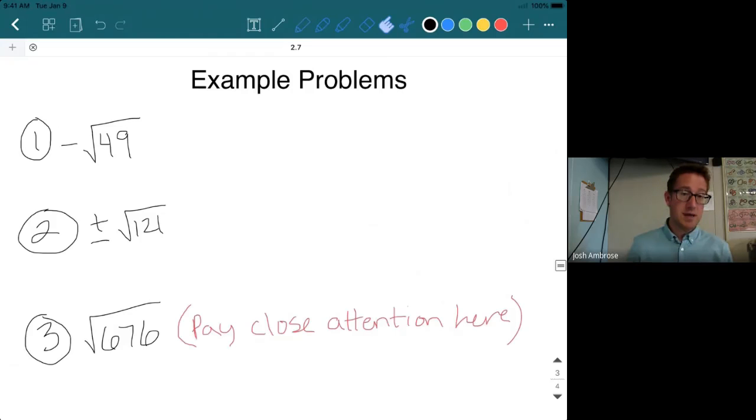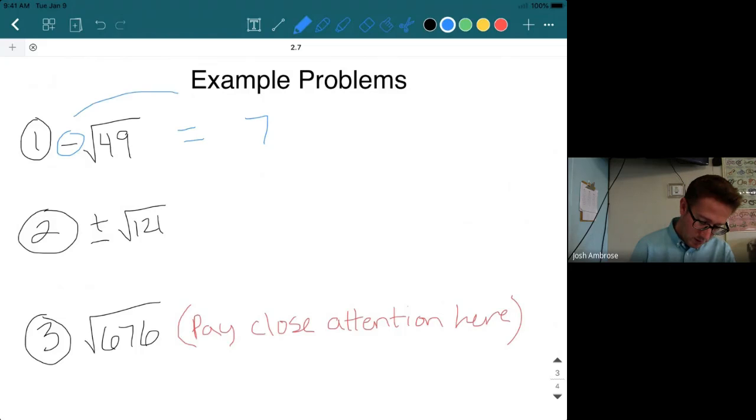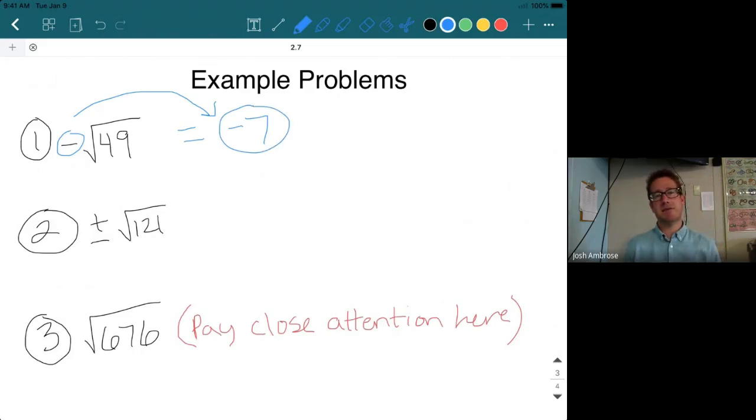All right, 49. That is a perfect root. This is some stuff that you should have memorized already. So 49, that's going to create 7. But that negative sign that's out in front will be incorporated into my answer and create a negative 7 for the final answer. Okay, so don't forget that.